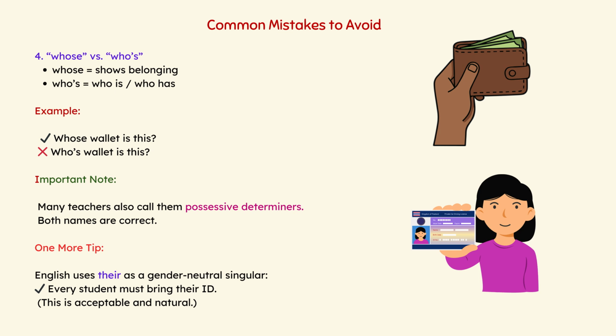Here's an important note. Many teachers also call possessive adjectives possessive determiners. Both names are correct. One more useful tip. In modern English, their can be used as a gender-neutral singular form. For example, every student must bring their ID. This usage is natural and widely accepted in English today.